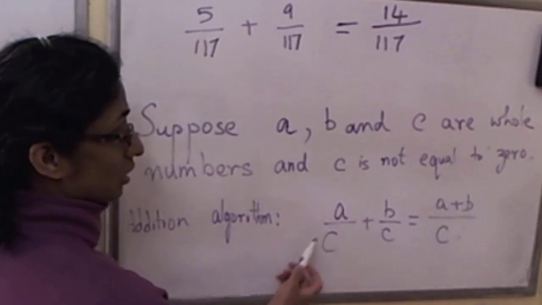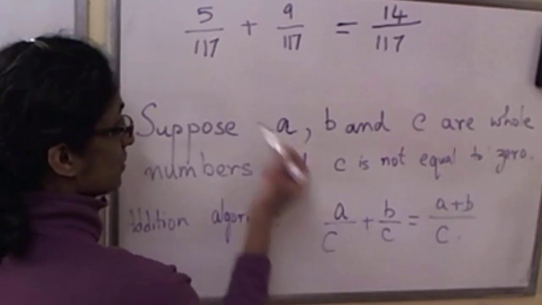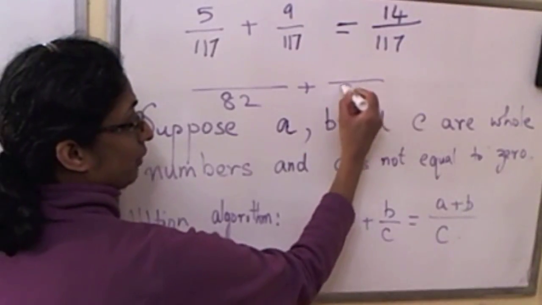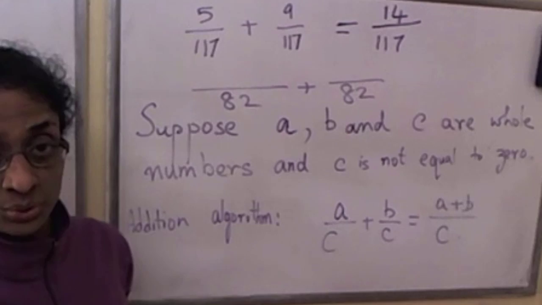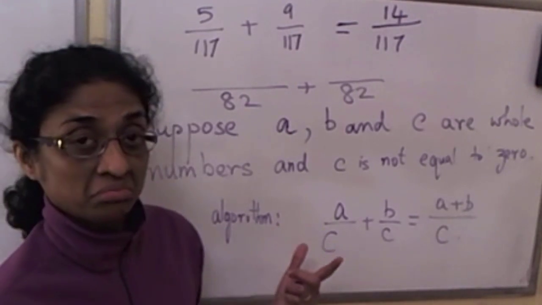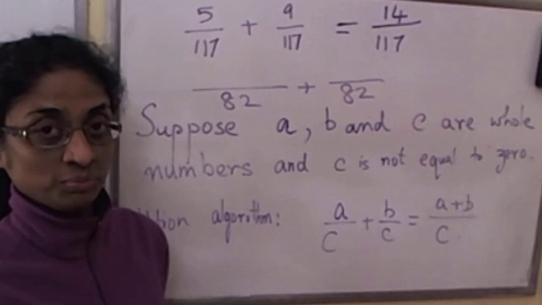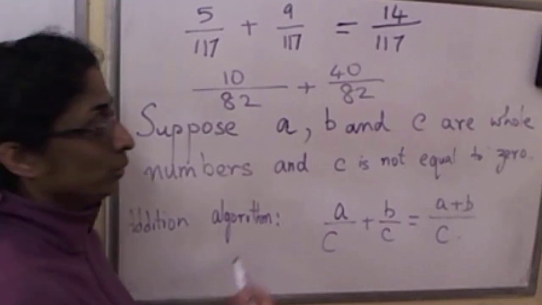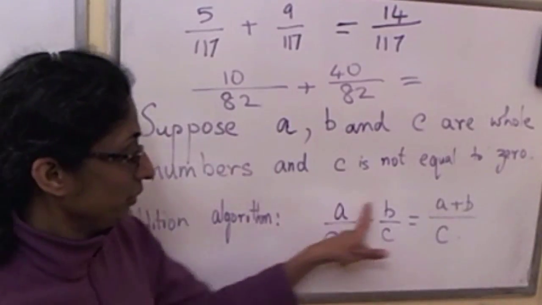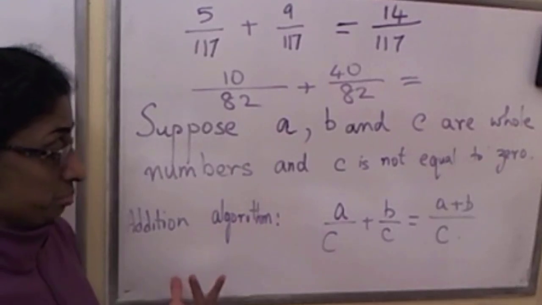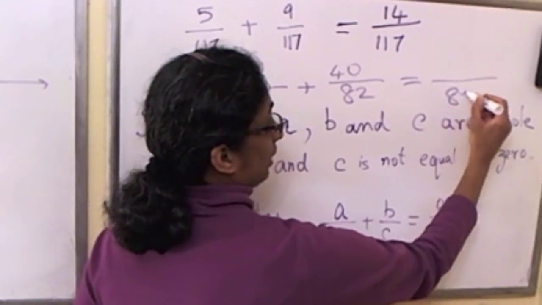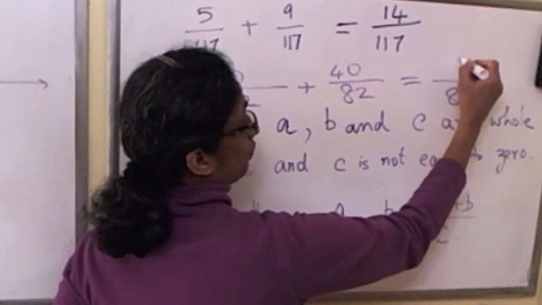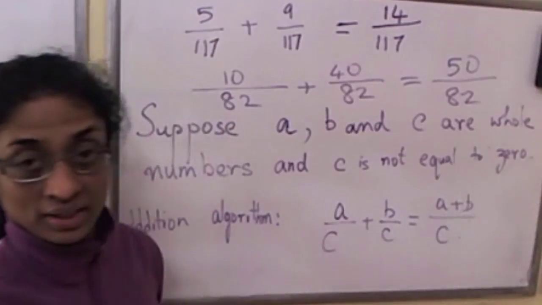If you decide, let's write another problem. Let's decide C is 82. So I would like to add two fractions with the denominator 82. A and B are again whole numbers. We can pick any, and let's pick 10 and 40. What do we get? If you remember this addition algorithm, then that is simply 82 in the denominator. The numerator is just 10 plus 40, which is 50. And that's how you get the answer.